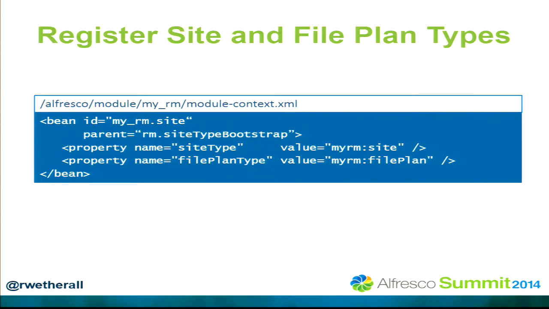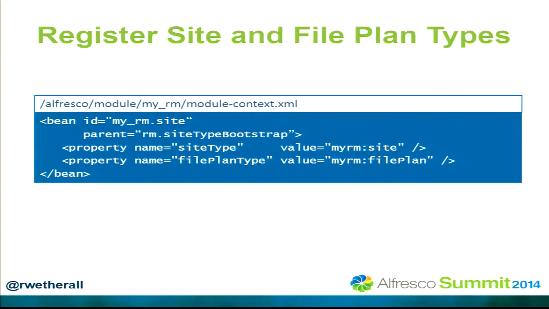Generally speaking, you're probably going to have a one-to-one relationship, but it's also possible to mix and match. And we use this again. Because we've got the RM dependencies, we can just pull in this RM site type bootstrap base bean, and this is all the work that we need to do. So in actual fact, this is really the only RM specific bit of customization we're doing here. The rest again is just standard techniques.